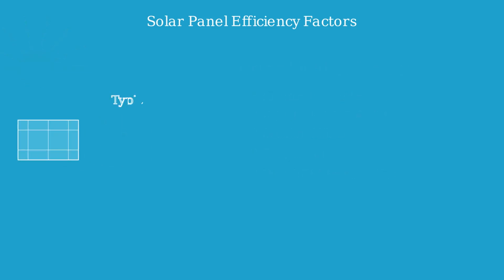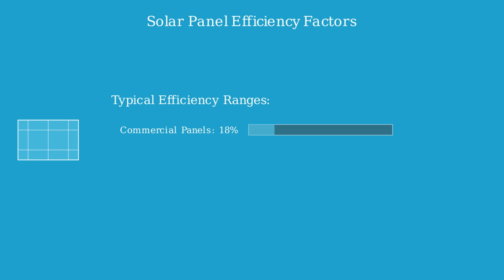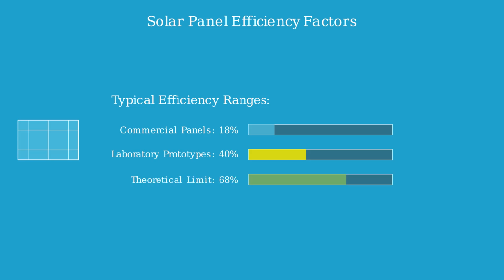Modern commercial solar panels typically convert between 15 to 22% of sunlight into electricity. Laboratory prototypes have achieved over 40% efficiency using advanced materials and multi-junction designs. The theoretical limit for certain solar technologies approaches 68%, showing significant room for future improvement.